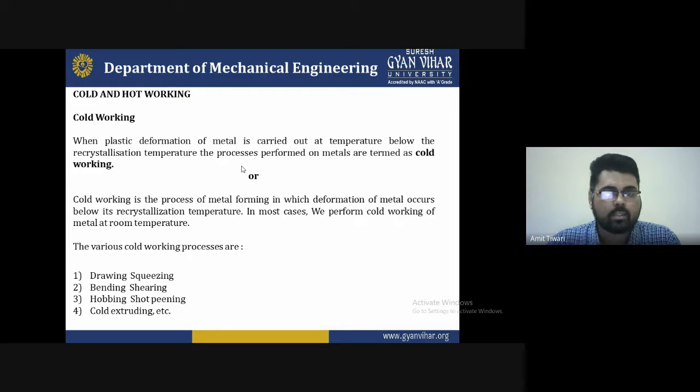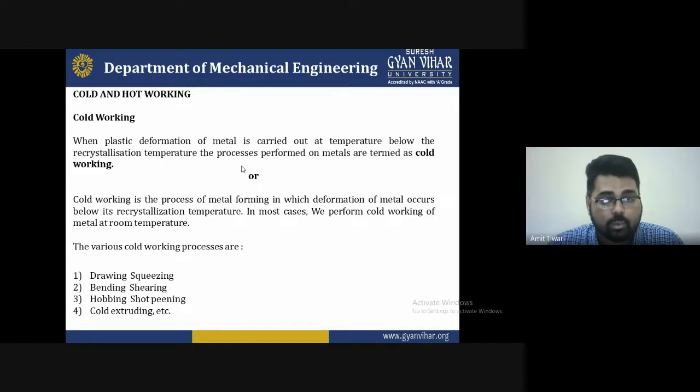So the working, that is the cold working and hot working, we are now discussing here. First of all, we are discussing cold working. What is cold working? There are different definitions by different authors. The first is when plastic deformation of metal is carried out at a temperature below the recrystallization temperature. The process of deforming the metal is termed cold working.